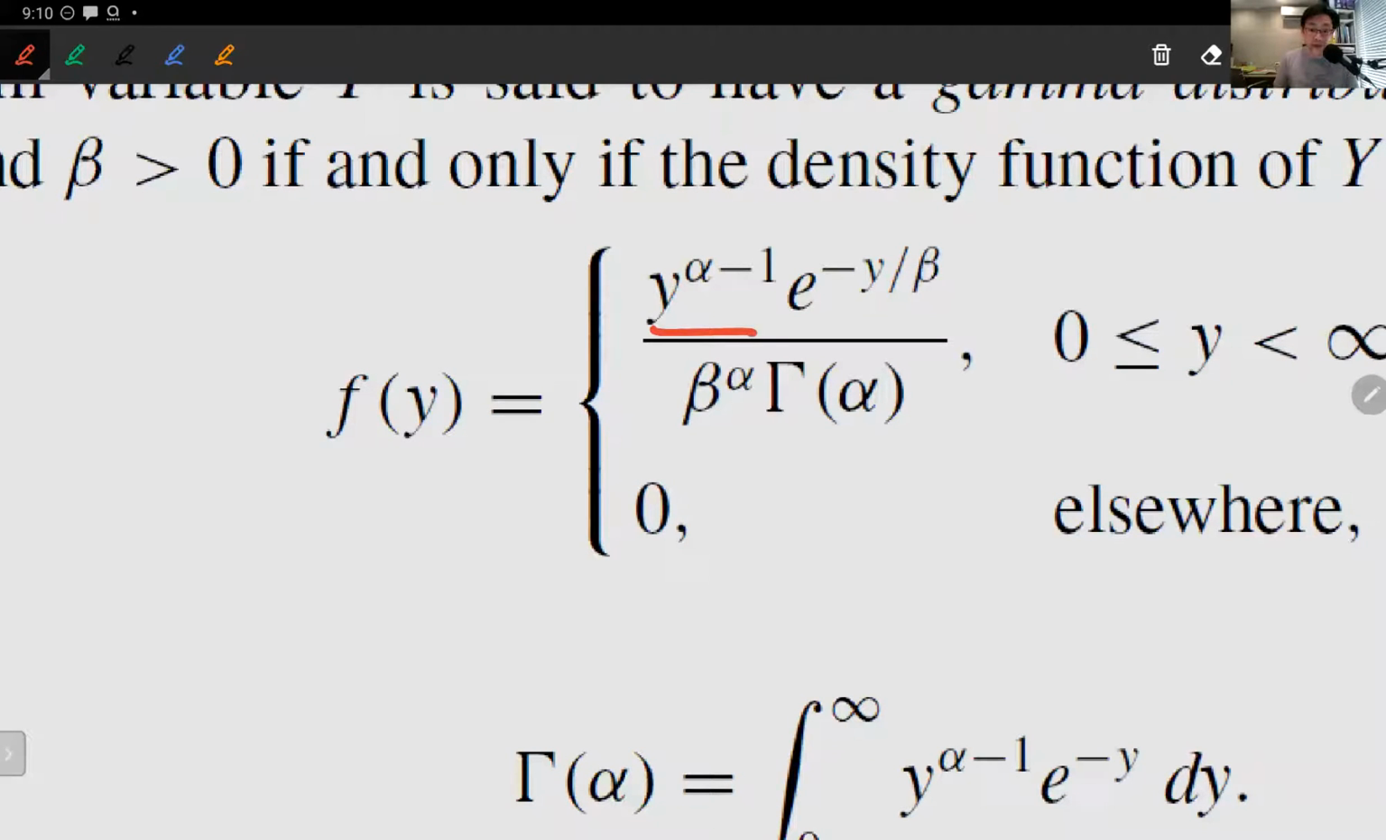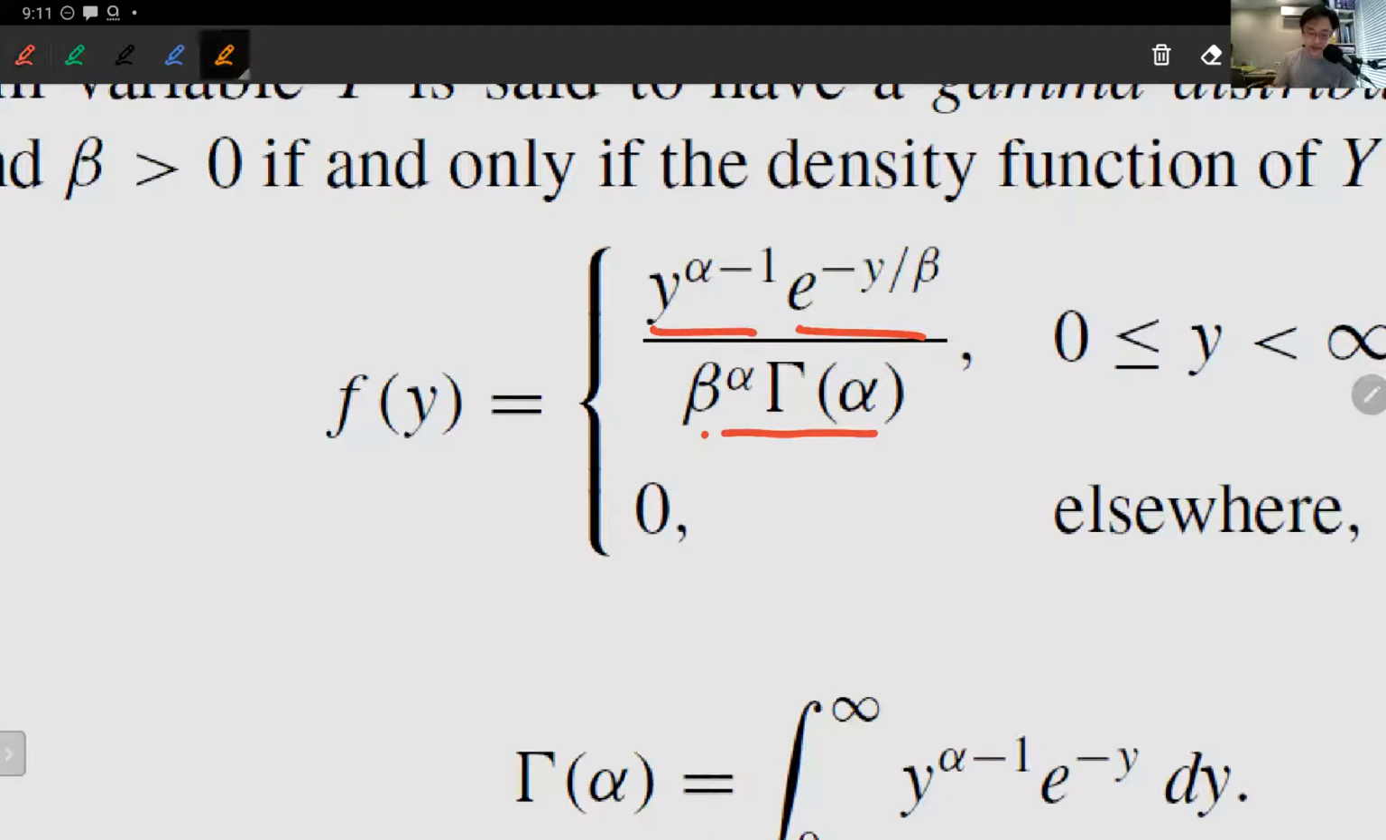It's y to the alpha minus 1 followed by the exponential. Of course, it's always a negative exponent, because if it's positive, it will explode. So usually you have an exponential decay. It's a product between a polynomial, think of it like a power function, multiplied by the exponential decay, and those are competing with each other. And of course, there is a factor in the bottom part: beta to the alpha times the gamma of alpha.